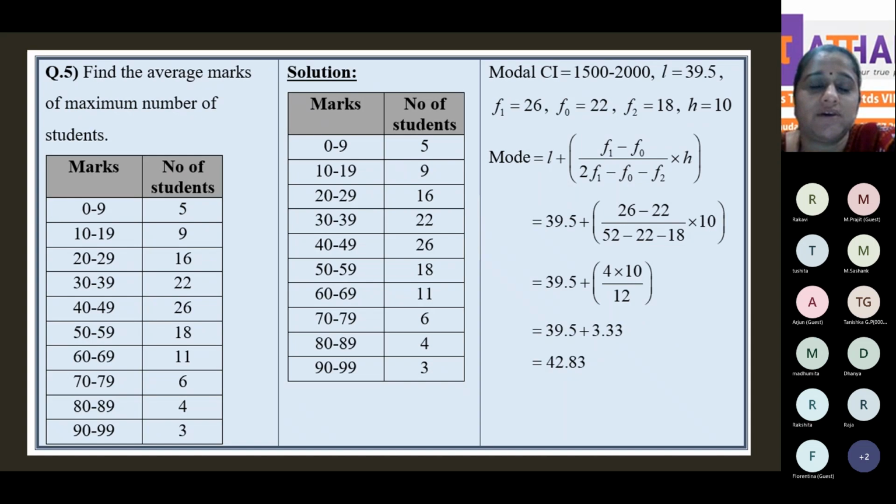From here, all of you continue to take the screenshots.